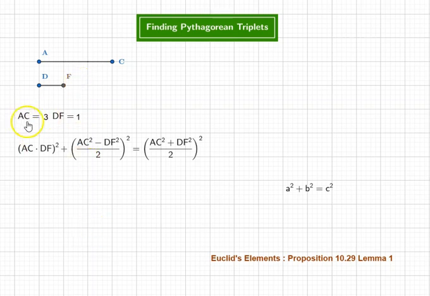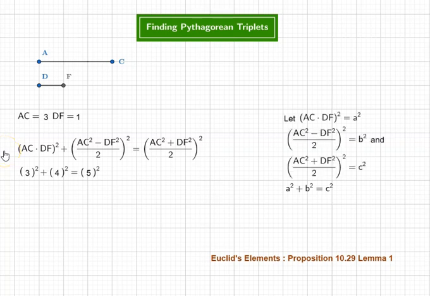Now here, with these two values, 3 and 1, what are we getting? Now, from where did this 3 come? AC times DF, 3 times 1 is 3. 3 square is 9, minus 1 square is 1. 9 minus 1 is 8. 8 divided by 2 is 4. Similarly here, 3 square is 9, plus 1, 10 divided by 2 is 5. And this is our famous Pythagorean triplet. A right triangle with sides 3, 4 and 5.